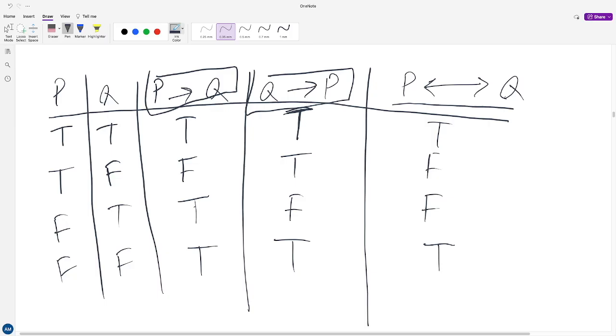Now, if we look at this, we can really just say this biconditional statement, P if and only if Q, is true exactly when P and Q have the same truth values. We look right here, when both are false or both are true, that's when this biconditional is true. When they have mismatched truth values, so one is false, one is true, then this biconditional is false.